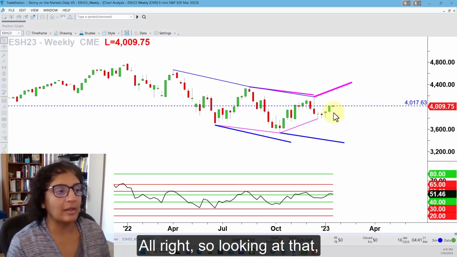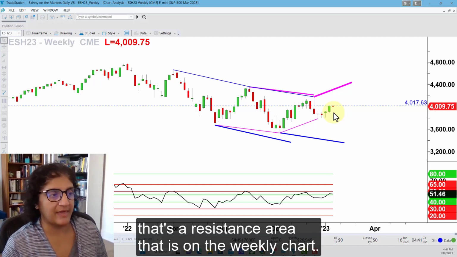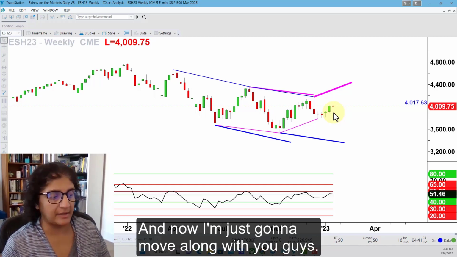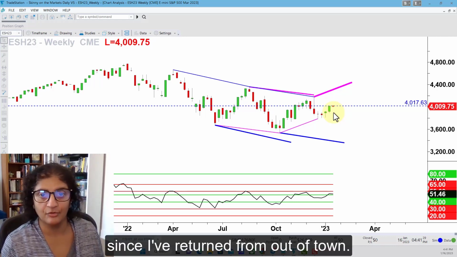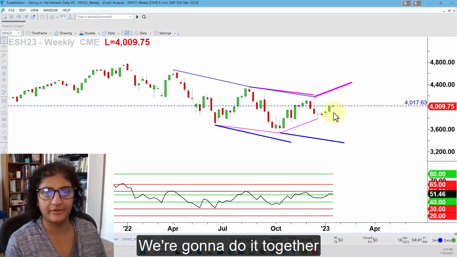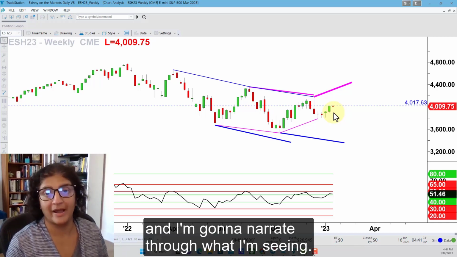All right. So looking at that, that's a resistance area on the weekly chart. And now I'm just going to move along with you guys. I haven't touched this since I returned from out of town. We're going to do it together, and I'm going to narrate through what I'm seeing.